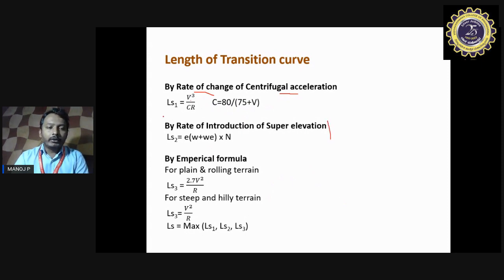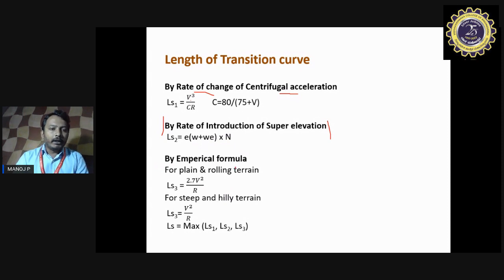Second is by rate of introduction of super elevation. When super elevation is considered, what will be the length of the transition curve? This is E. W is the width of the road, WE is the extra width of the road, multiplied by N. N is the number of lanes.